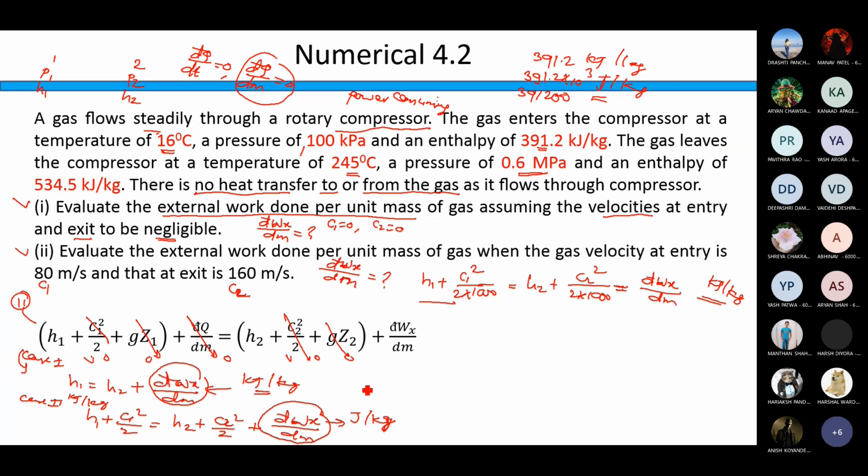Yes, sir. Solving it or not? Answer I have already projected on the screen. You just cross check and tell me. Even though it is written W on the screen, it is actually this d by wx by dm only.